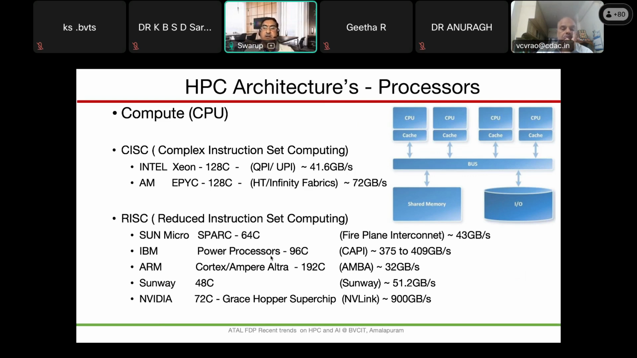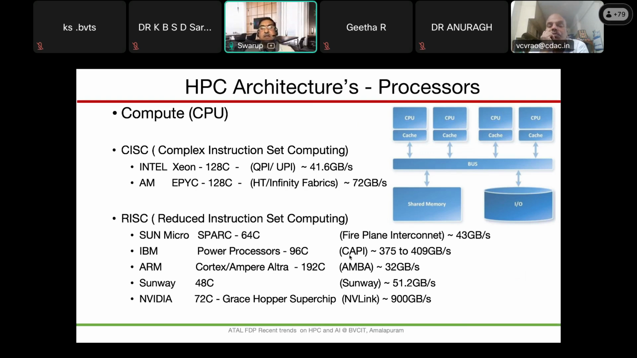second. Now, if you come to IBM, they have POWER processors, which are of 96 cores, and then they have come up with CAPI, that is a processor bus, the Coherent Accelerator Processor Interface. Okay, so they are using copper lanes to connect these processors, which is an accelerated bus, giving around 375 to 409 GB per second. So we are still talking about processor interconnects.